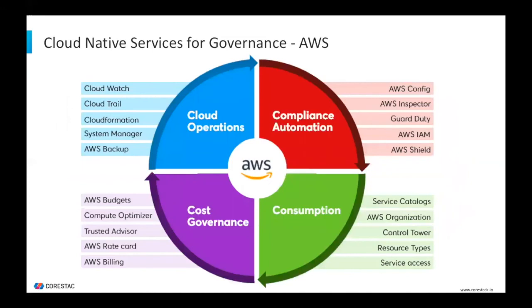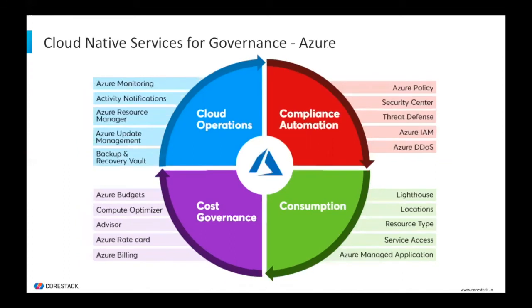Now, the cloud service providers like AWS and Azure provide several governance services which are related to operations, compliance, cost, and consumption. For example, on AWS, we'll find certain native services like CloudWatch, CloudTrail, and on the compliance, AWS Config, Inspector, GuardDuty. Cost side, we have AWS Budgets, Optimizers. And on the consumption side, services such as Service Catalog, AWS Organizations, Control Tower. Similarly, Microsoft Azure as well provides quite a few native services for governance, like Azure Monitor, Notifications, Azure Budget, Optimizers, Advisor, Azure Policy, Security Center, Lighthouse.